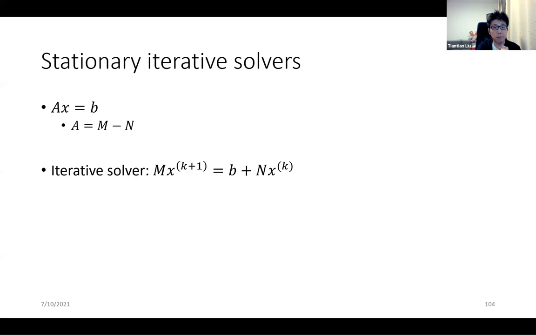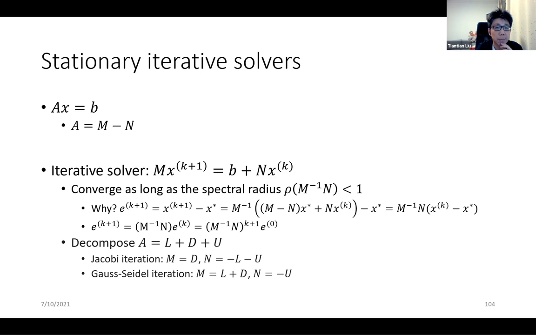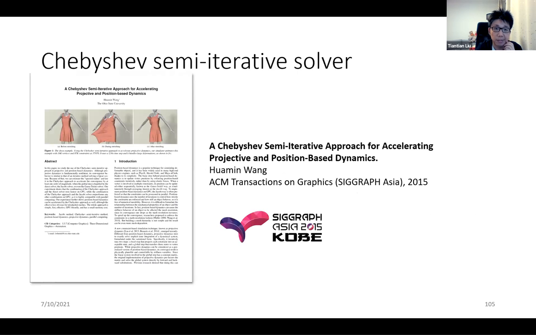Stationary iterative solvers can be a solution when we want to scale the simulation up. These linear iterative solvers will work as long as the spectral radius of the iteration matrix is less than 1. And depending on the decomposition of the system matrix A, we can always have a Jacobi style iteration or a Gauss-Seidel style iteration solver.